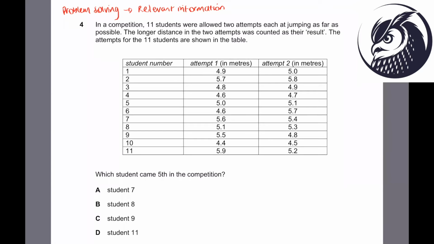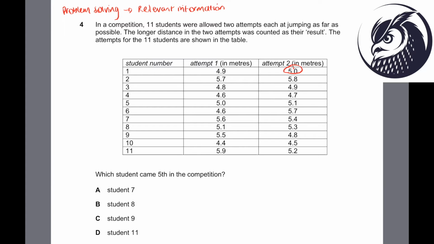Right, so we know from the question stem that it's the longest attempt that counts. So what I would do right now is for each student, I'm just going to circle their longer attempt because that's the information that we need. We don't really care about the shorter attempt. Yeah. So for student 1, you can see that attempt 2 was 5 meters, attempt 1 was 4.9. So it is the 5 meter attempt that we're interested in. So I'm going to select that one. And I'm going to repeat that for every other student, right? So we're only interested in the attempt that resulted in the longer distance.